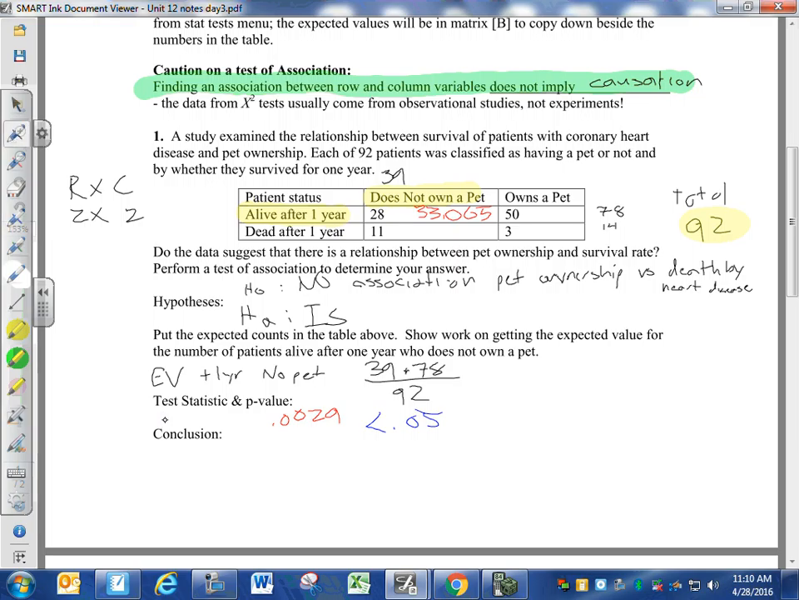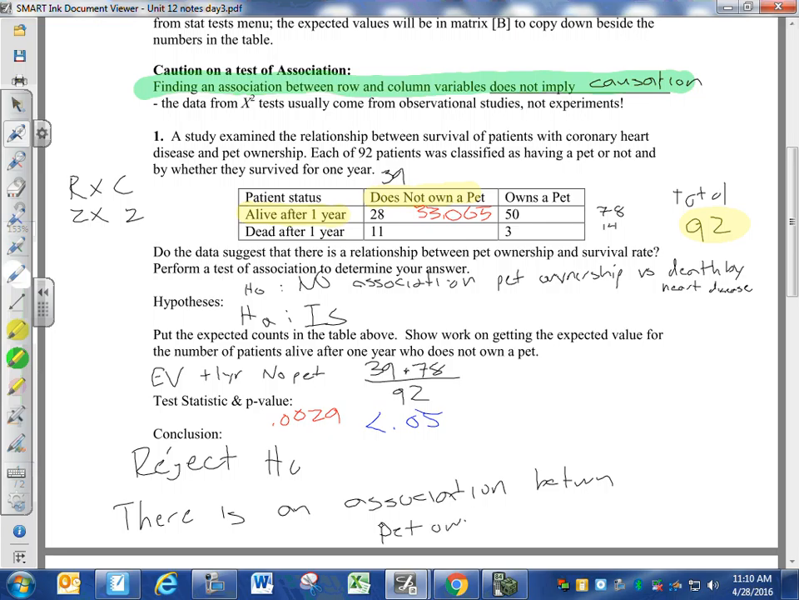And that's what I kind of want you to write. I don't want you to write just reject H0. I would want you to write there is an association between pet ownership and heart disease death rate. That's fine. You know, if you write the correct null hypothesis and then just say is an association, use like tick marks, whatever, that's fine.